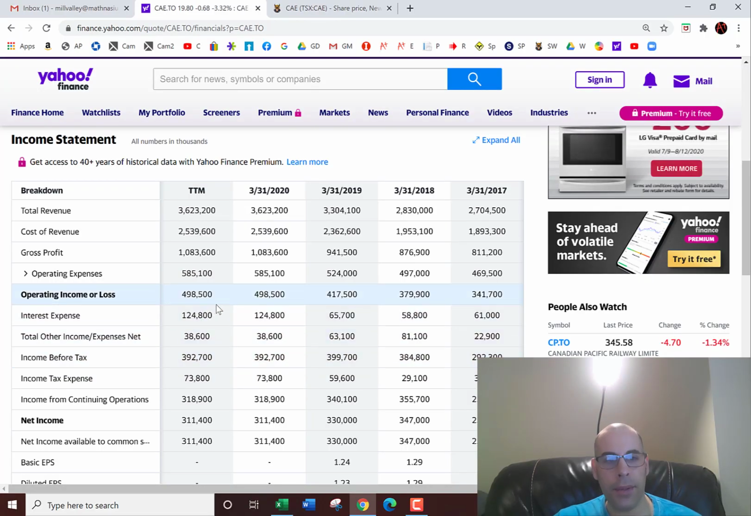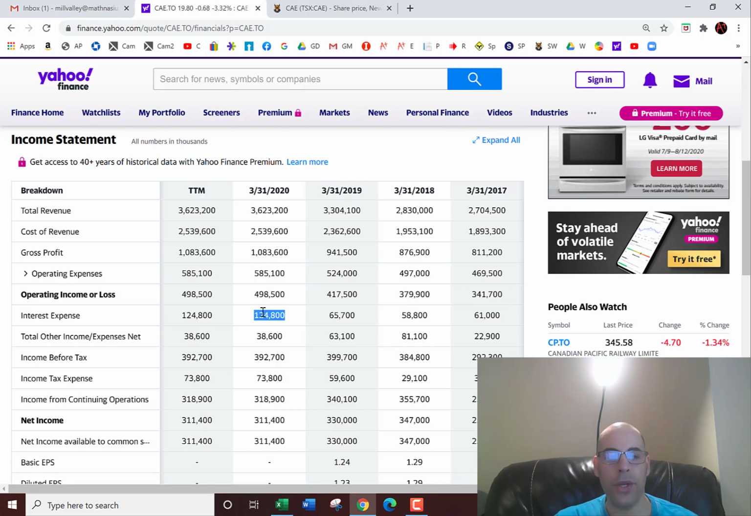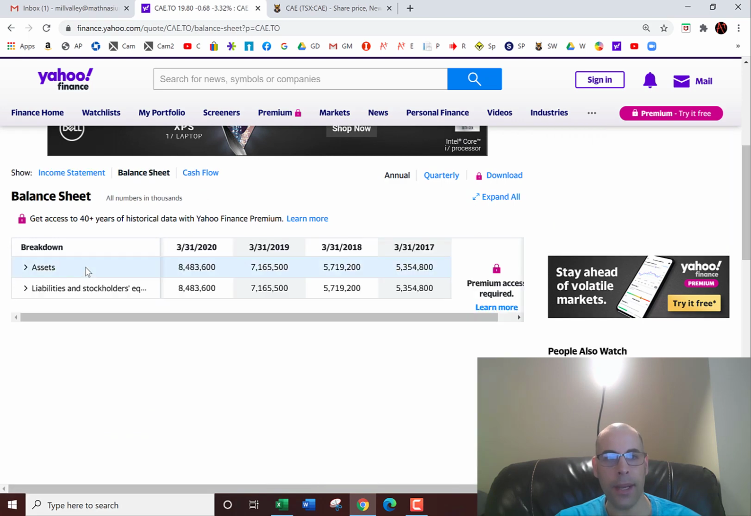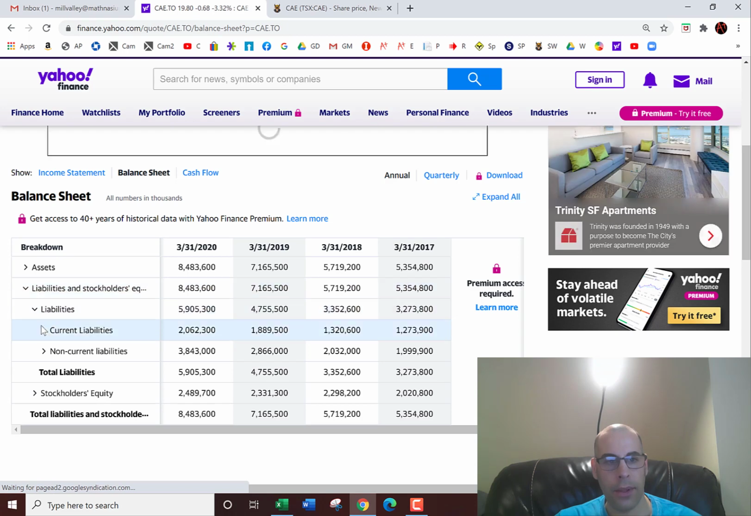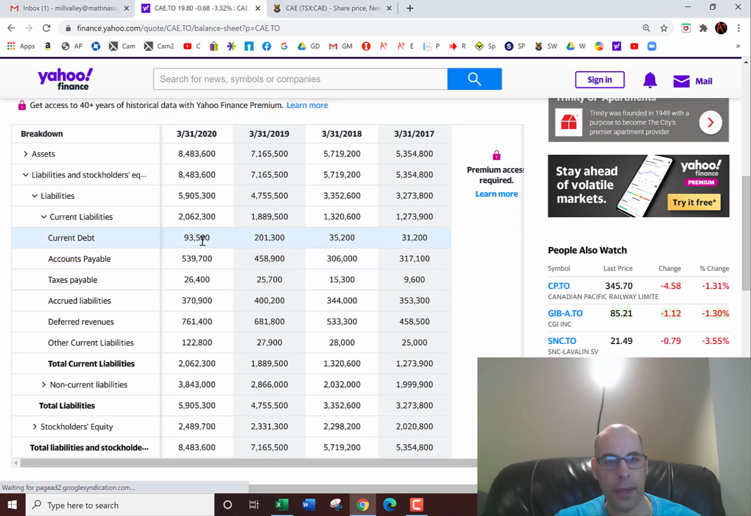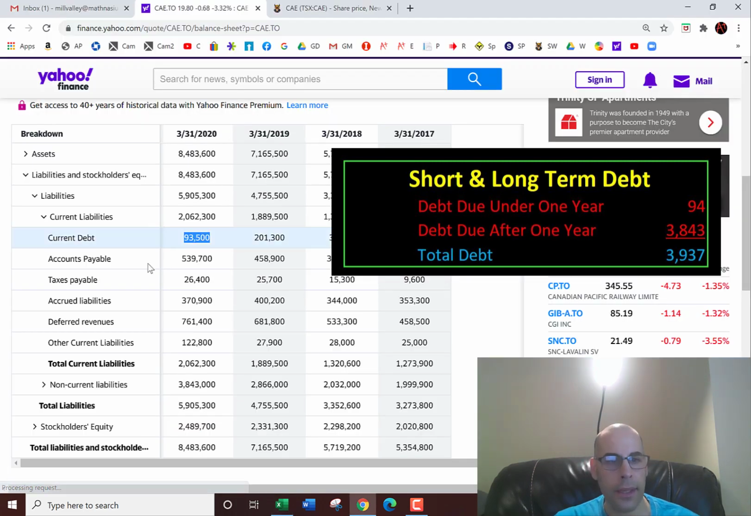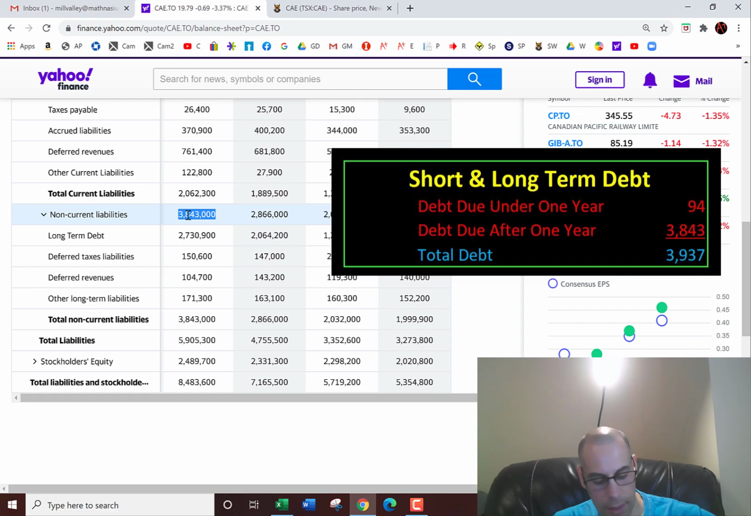Let's look at a capital structure of the business so we know what discount rate to apply to the future cash flows. So they pay $125 million of interest on their debt. Let's go to the balance sheet to see how much debt they have. We'll go to liability section. And current debt is $94 million. That's debt due within 1 year. And long-term debt of $3.8 billion. That's debt due after 1 year.